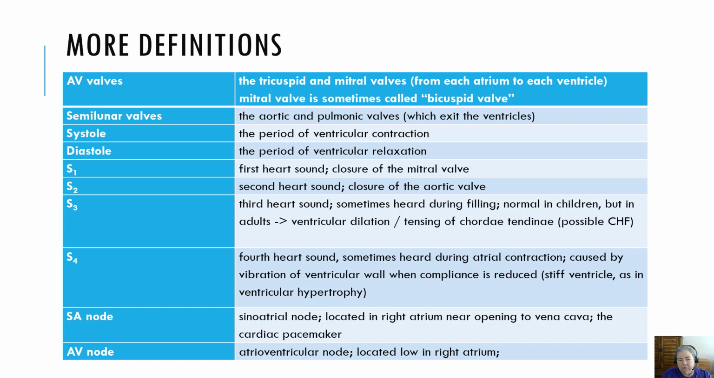The AV node is located low in the right atrium, and its function is to slow conduction from the atrium to the ventricle, but it can also function as a secondary pacemaker. So sometimes when the SA node quits working, you may end up with a slower heart rate that is generated by the AV node.